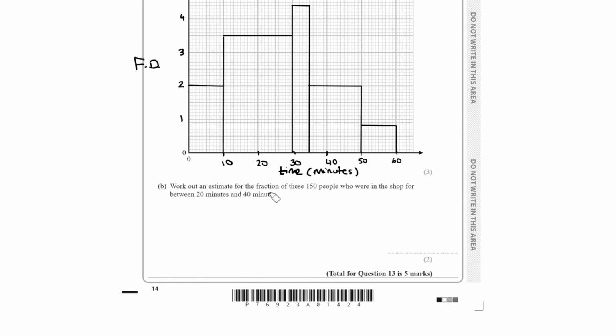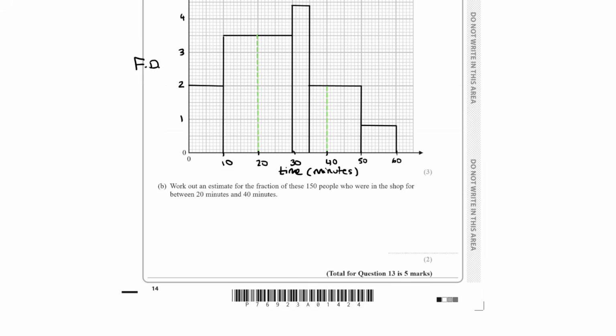Part B, work out an estimate for the fraction of these 150 people who were in the shop for between 20 and 40 minutes. So 20 to 40 minutes actually covers 3 of these bars. So one of them is a whole bar, so that's easy because we already have the frequency for it, but the other 2 we need to work out.